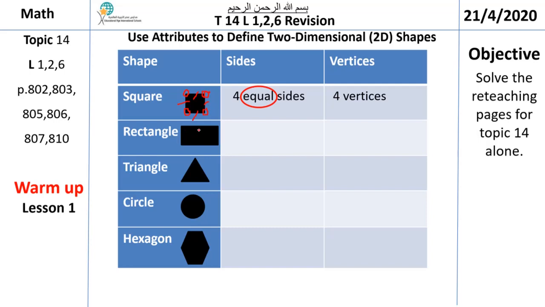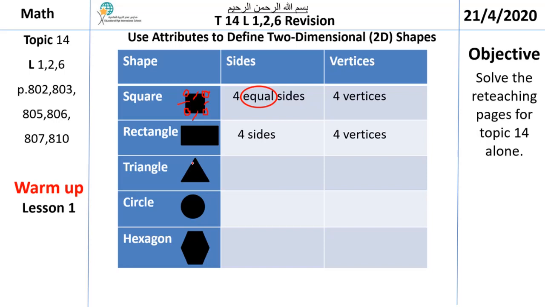The rectangle, I just have 4 sides and 4 vertices. They don't have to be equal, right? I can have 2 long and 2 short. They are different lengths, right? Opposite sides only are the same, but the width and the length don't have to be the same, okay?